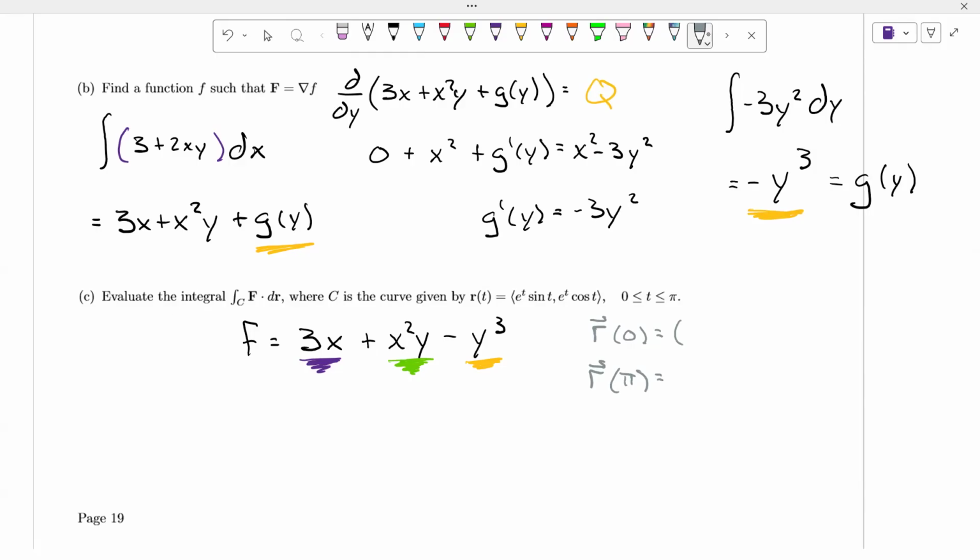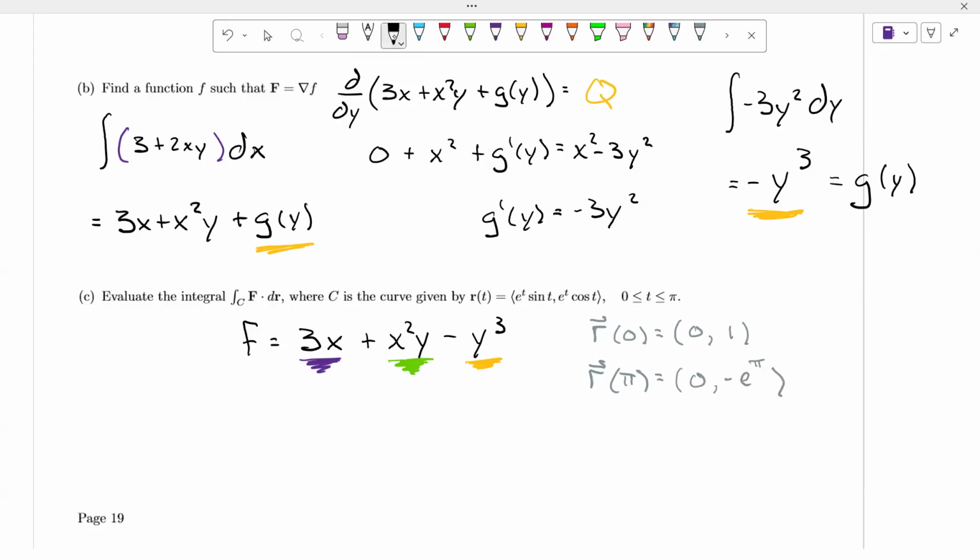If I plug in 0, e to the 0 is 1. Sine of 0 is 0. And then e to the 0 is 1. And cosine of 0 is 1. So 1 times 1 for that second half. For e to the pi, well, again, I'll get 0 for the x component because sine of pi is still 0. But cosine of pi is negative 1. So this will be negative e to the pi, negative 1 times e to the pi, e to the pi times negative 1.